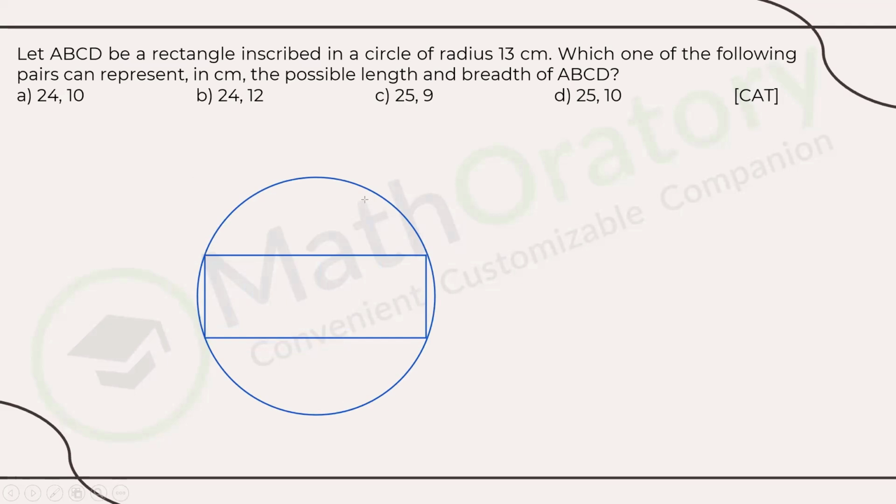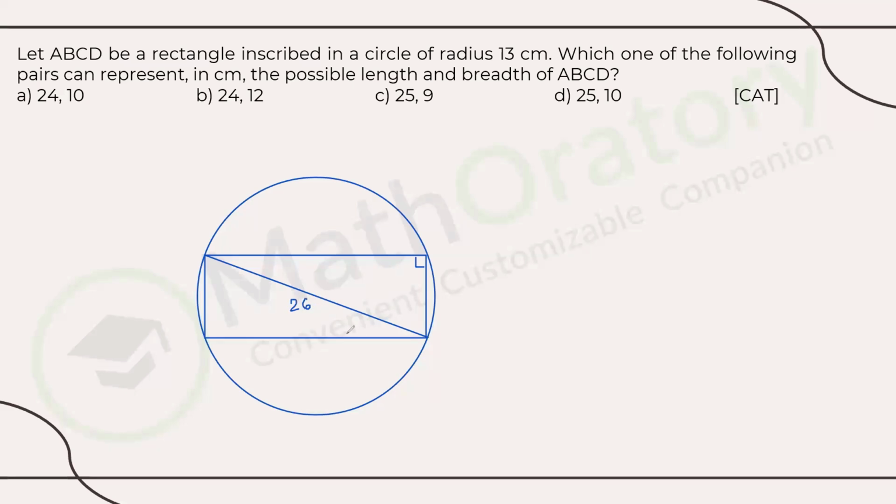Now, if you are aware of the basic concept of circles, any chord which subtends an angle theta on the circumference will subtend an angle of 2 theta on the center. So if I consider the diagonal of a rectangle inscribed in a circle, the diagonal is subtending 90 degrees on the circumference, right? Meaning it should subtend 180 degrees on the center, which means the diagonal would be the diameter of the circle. If it subtends 180 degrees on the center, it's passing through the center, right? So this is the diameter of the circle and the radius of the circle is 13. So the diagonal of the rectangle should be 26 centimeters, isn't it?